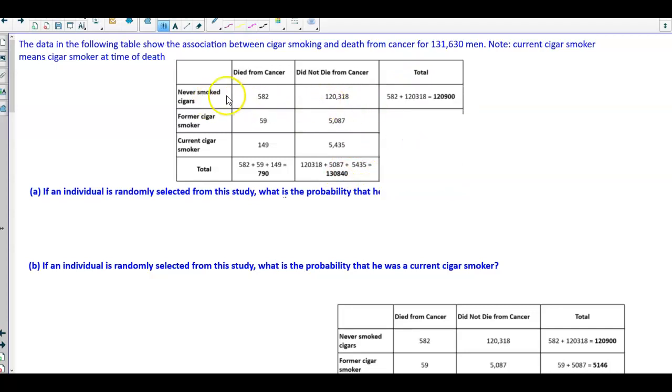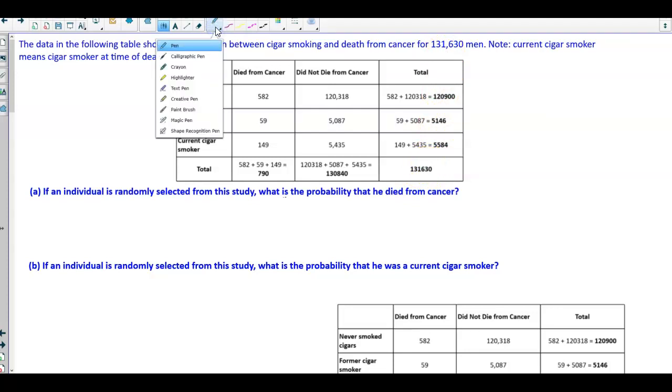Okay, likewise, we're going to add up our rows. So we want to add up the row where it represents never smoked cigars. We're going to add these numbers, 582 plus 120,318, to give us 120,900. Likewise, former cigar smoker, adding these two items up, gives us 5,146. And then the last one, current cigar smoker, we're going to add those together to get 5,584. Now, again, it says here that the total should match with this number up here. So we can see that the total is going to represent the 131,630 men. So there is the total.